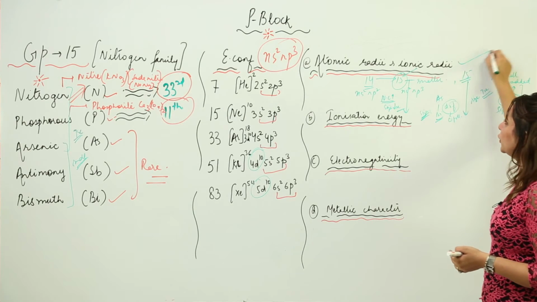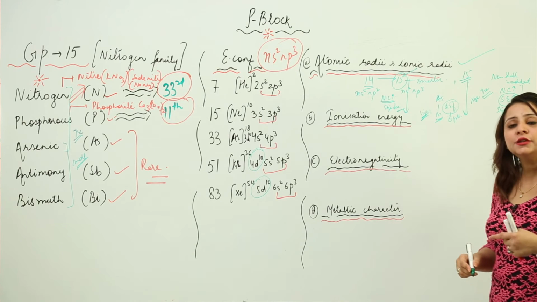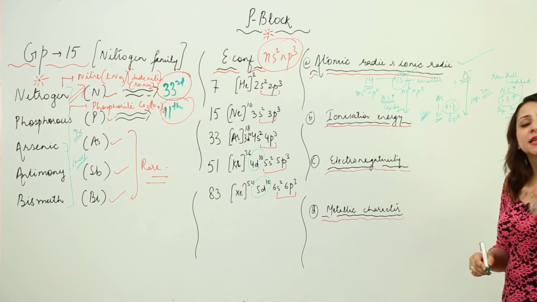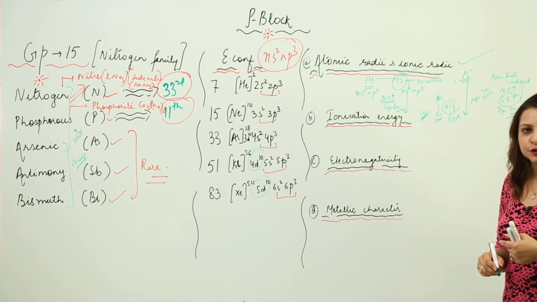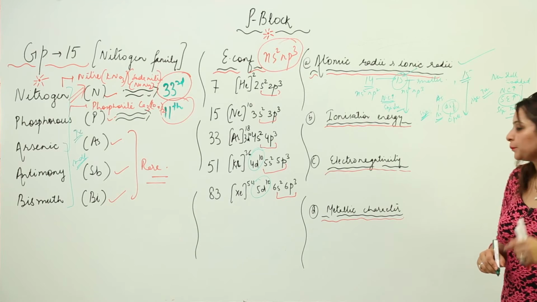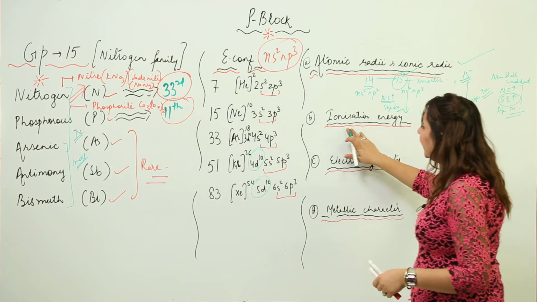So this is how you are going to explain the atomic radii, and the rules you have applied for the atomic radii are applicable for the ionic radii also, but there we are talking about the ions. Second is ionization energy.